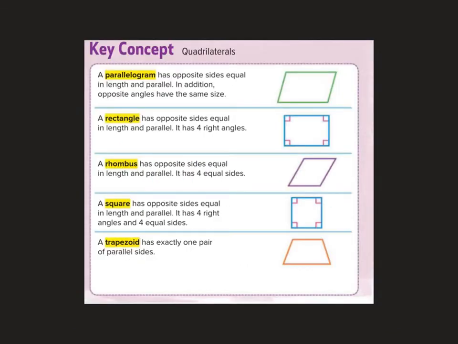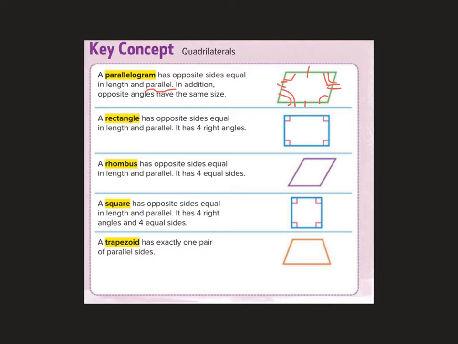So now we kind of get into what qualifies each shape to be what it is. In order to be a parallelogram, you need to have opposite sides equal in length and parallel. In addition, opposite angles have the same size. So this angle is congruent to this angle. Congruent is just a fancy word meaning equal to, exactly the same. And then this angle is congruent to this angle. So opposite angles are congruent, opposite sides are congruent, and that's a parallelogram.